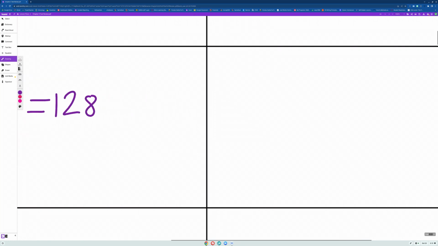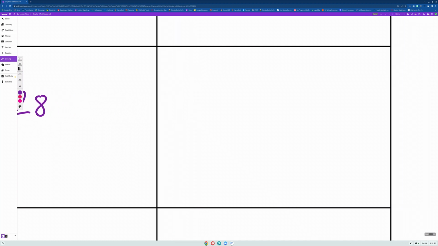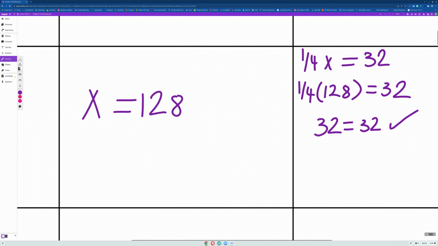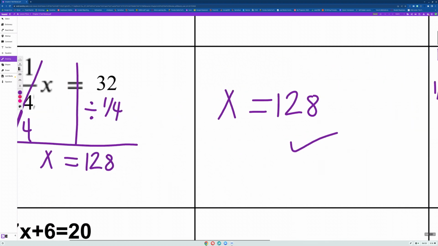The next thing I'm going to do is plug in my answer and see if it's correct. So I'm going to do 1 over 4x is equal to 32. Now instead of rewriting it with my x, I'm going to plug it in using parentheses. Once I multiply 1/4 times 128, oops, sorry, I don't know why I wrote 13, I get 32. And then 32 is equal to 32. So this just proves that x equals 128 is our answer.